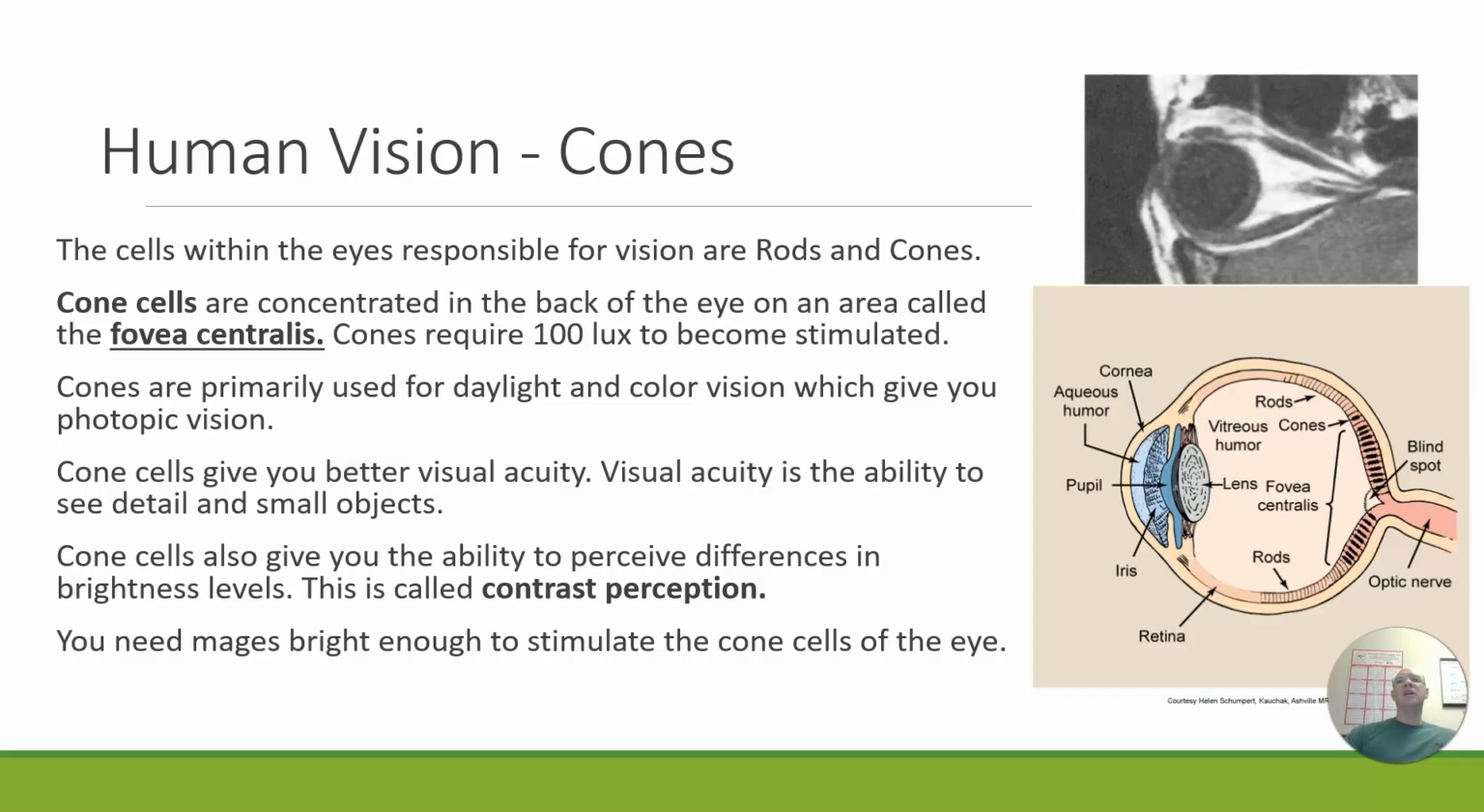You need at least 100 lux for these cells to be stimulated. There's great contrast perception. That means that you're able to determine brightness levels just by looking at it, and it's the cone cells that give you that contrast perception. So cone cells are for daytime vision, for photopic vision, color vision. They're packed really intensely in the back of the eye. They're great for pulling out detail, and you need at least 100 lux for them to become stimulated.